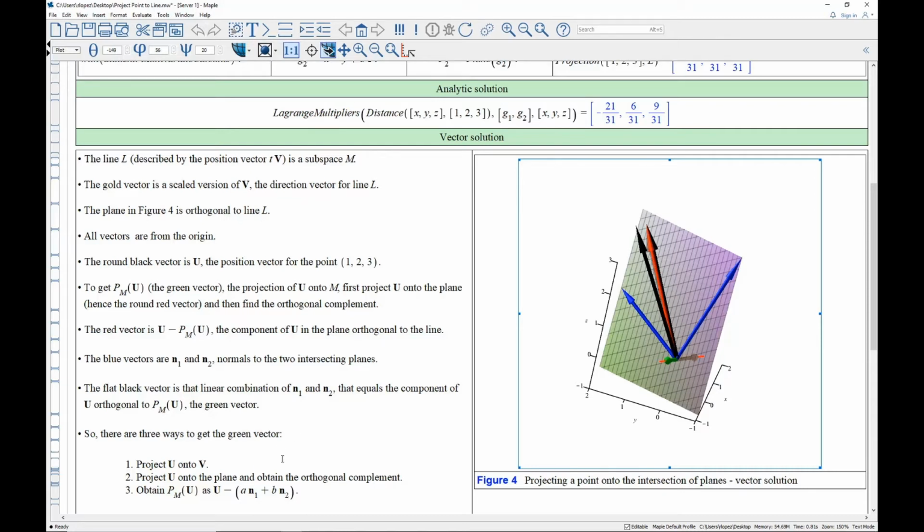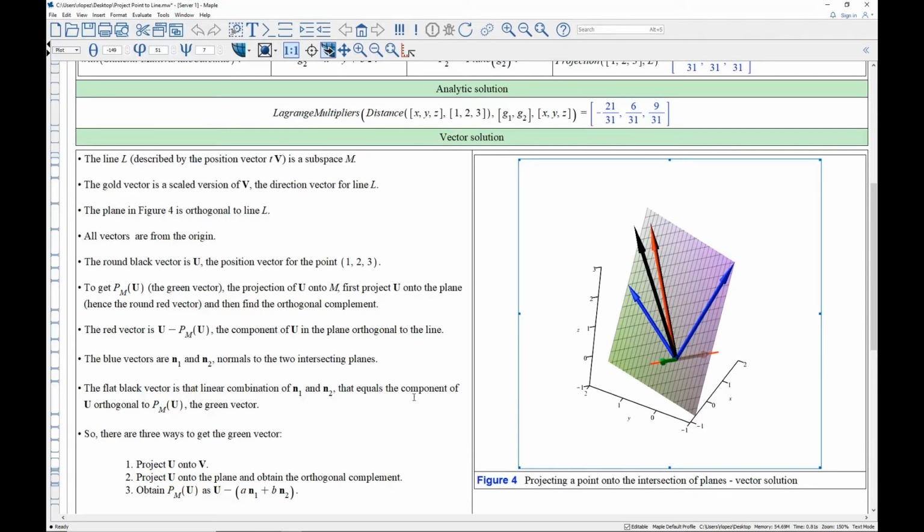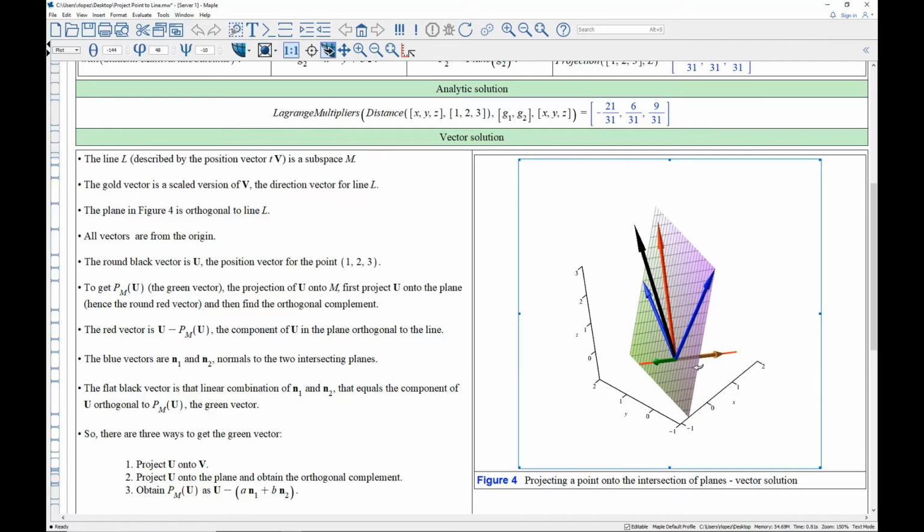So I'm going to look at three different techniques for getting this orthogonal component. So the first way to get the green vector is to project the black vector onto V. Project this onto that. You'll get the green vector. That's the most direct way. Second, project U, that's the black vector, onto the plane and get the orthogonal component, and that'll be the green vector.